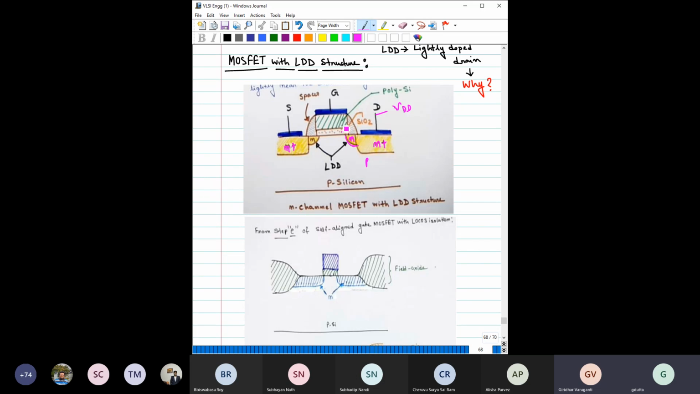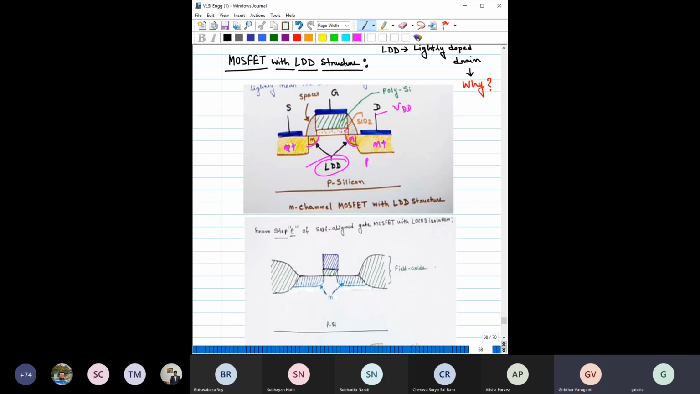However, from a fabrication point of view, how can you make it only on the drain side? Okay, so to make the device symmetric as well as to make the fabrication easy, people have made this lightly doped N region on both the source side and the drain side. So that basically forms this LDD or lightly doped drain structure.